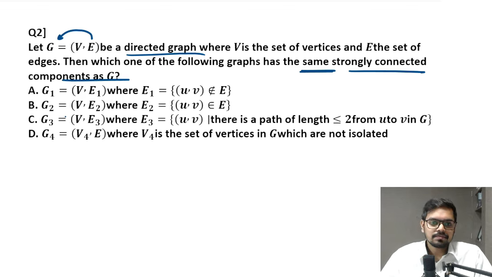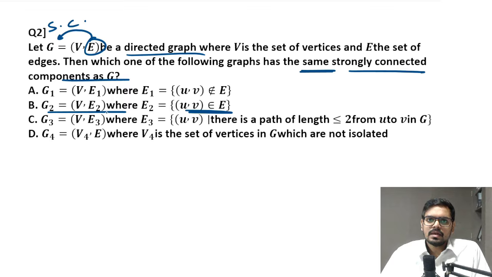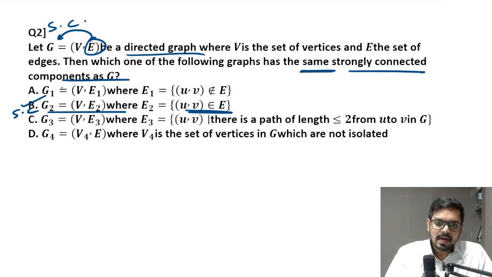Option B is saying G2 is (V, E2), where E2 is the same edges as per the E set. Same vertices, same edges. If G is strongly connected, then this is the same graph. Yes, it's like isomorphism. This is also strongly connected. Done. Option B is correct. In the exam, you have to be that quick. If the options are a little less tough, you read one, feel it is correct, done, no need to check the rest.